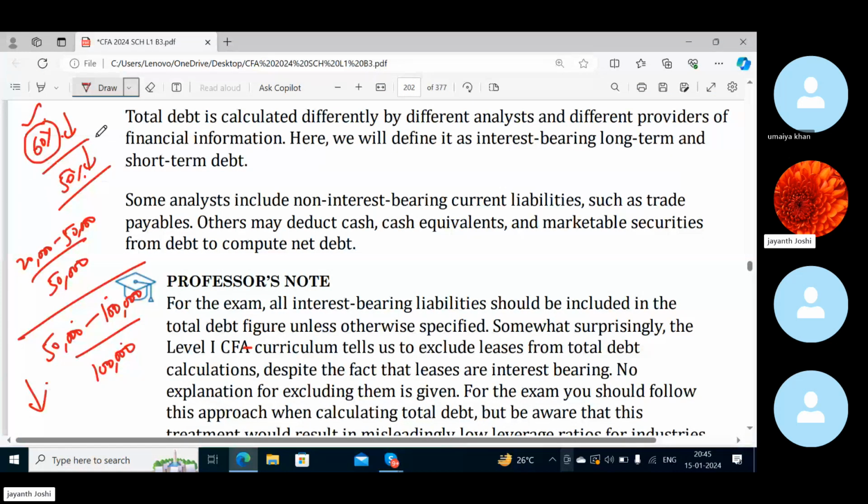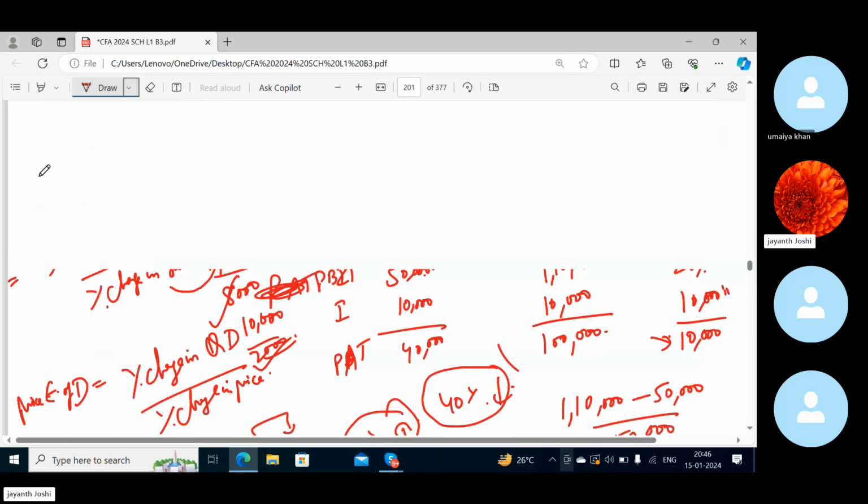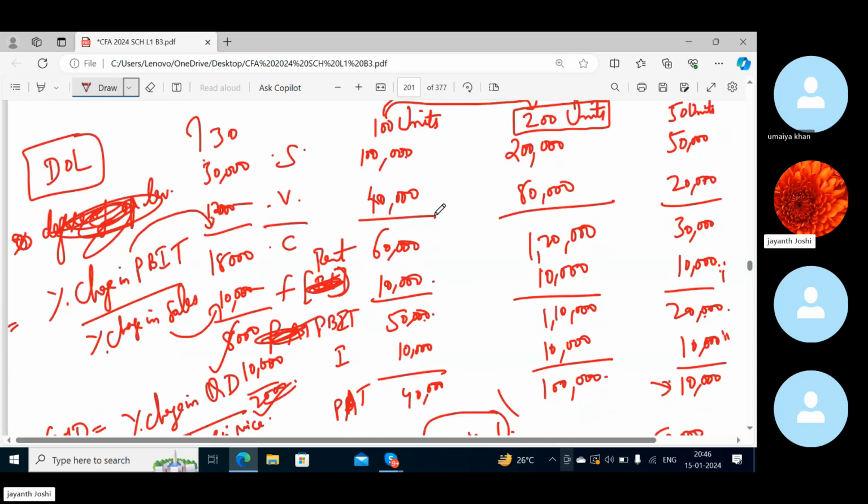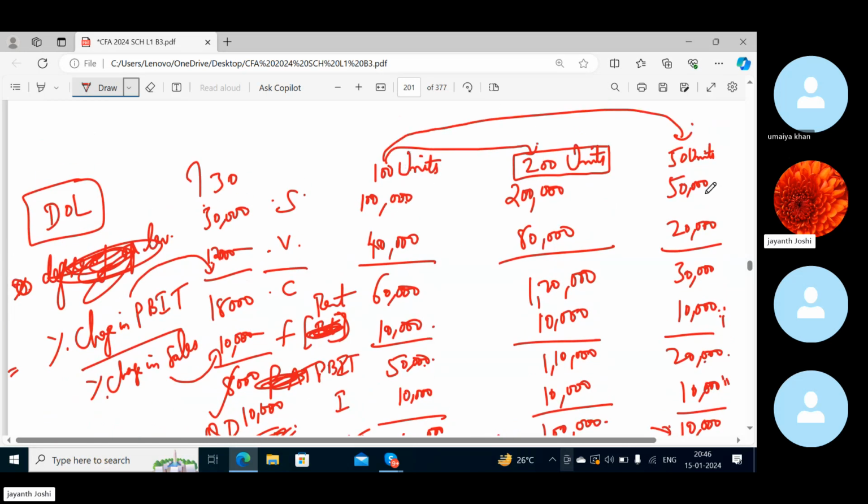So what does it show? It shows that a 50% decline in sales is going to decrease your PBIT by 60%. Why? Because when the sales are decreasing, you are not able to take advantage of your fixed expenses. You're not able to take the leverage of your fixed expenses. See, when my sales level has declined, from the sale of 1 lakh, I'm making sales of 50,000. There's a dip of 50% in sales, right?